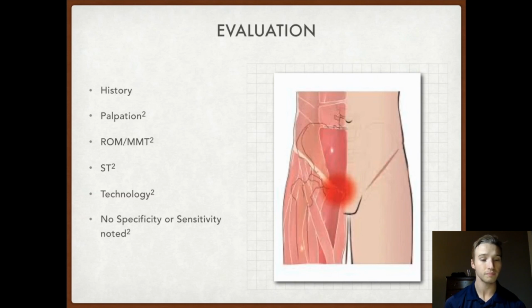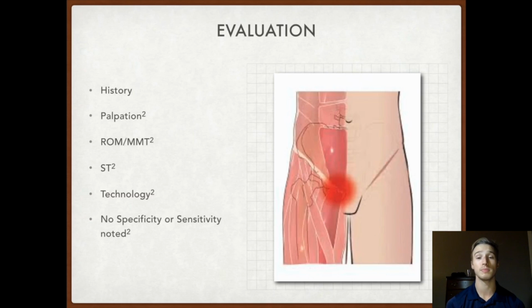to the right. For range of motion and manual muscle tests, there's going to be pain with resistive hip adduction, and sit-ups will reproduce the pain. As far as manual muscle tests, there will be a decreased score, potentially 4 out of 5 or lower, with the adductor muscle group and trunk flexion.